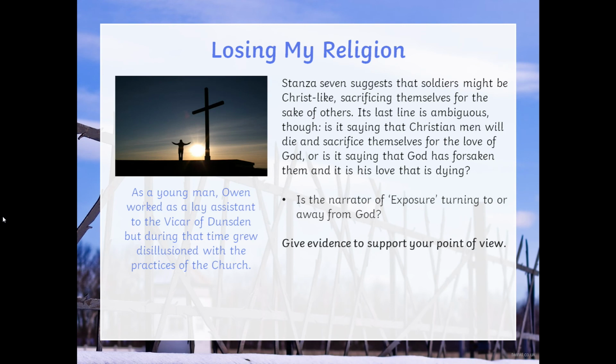Now, in stanza 7, it suggests that soldiers might be Christ-like, or in other words, they might sacrifice themselves for the sake of others. Now, the last line of the poem is ambiguous. It's saying that Christian men will die and sacrifice themselves for the love of God, or is it saying that God has forsaken them and that it's God's love that's dying? Right, so we've got some ambiguity. So I'll just give you those two ideas.